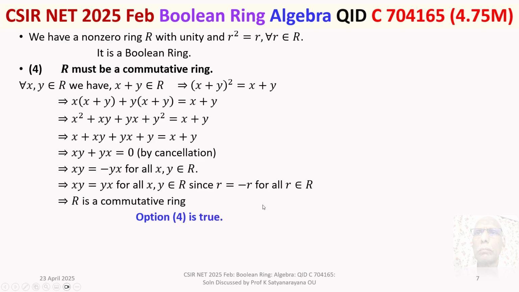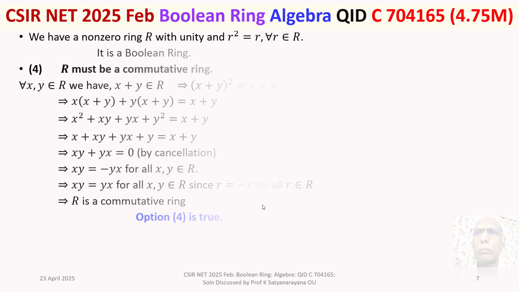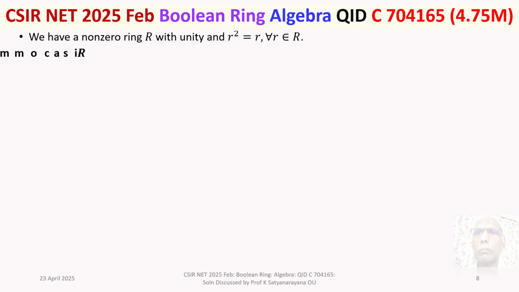We move to the next option in the next slide. We are given a non-zero ring R with the property that every element is an idempotent element, so it is a Boolean ring, and every Boolean ring is commutative, and in the hypothesis unity is given. Therefore, R is a commutative ring with unity.